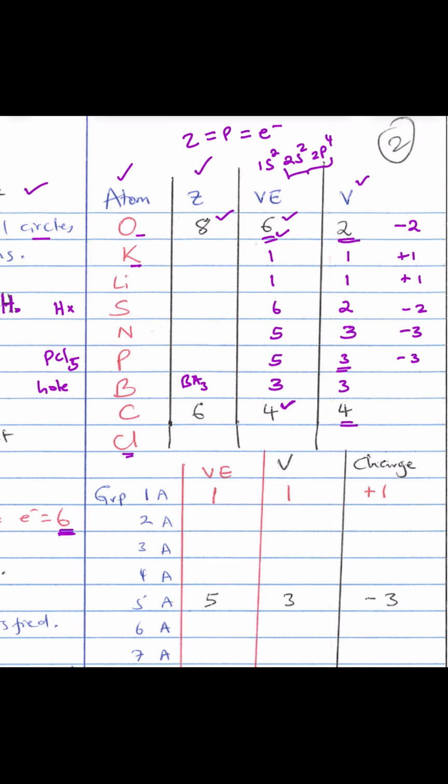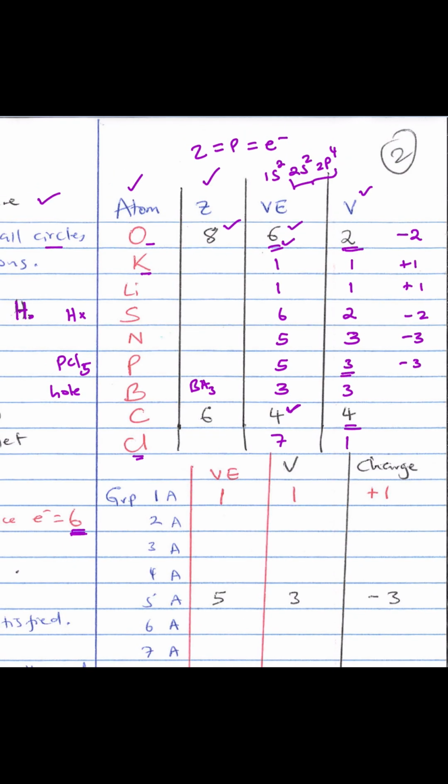Chlorine, group 7A, has 7 valence electrons, and because of that you only need 1 more bond to form an octet, and therefore it will form 1 bond, and the charge will be -1.